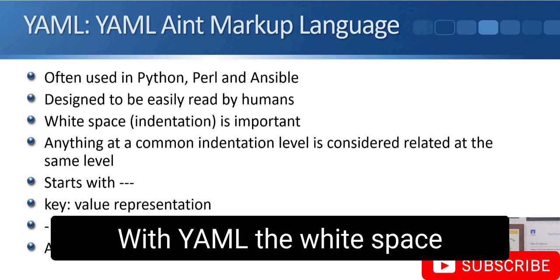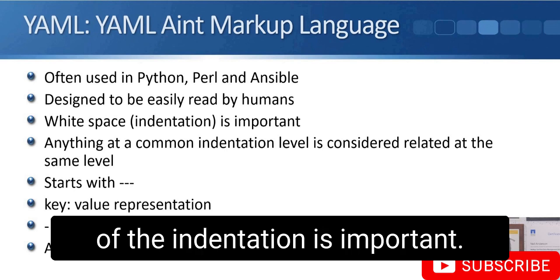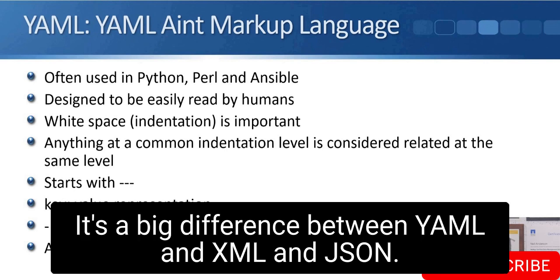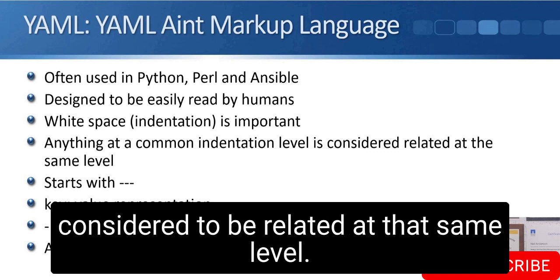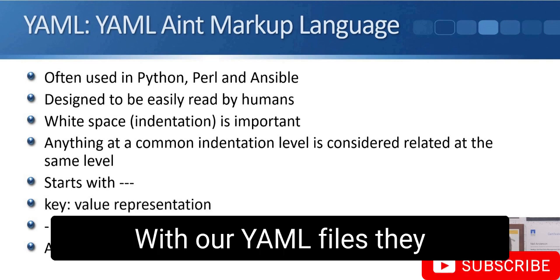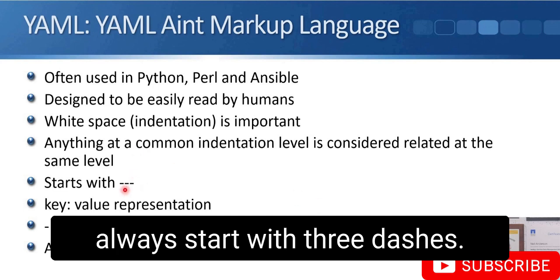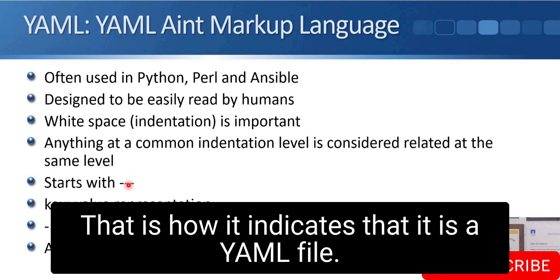With YAML, the white space, the indentation is important. There's a big difference between YAML and XML and JSON. Anything at a common indentation level in YAML is considered to be related at that same level. With our YAML files, they always start with 3 dashes. That is how it indicates that it is a YAML file.